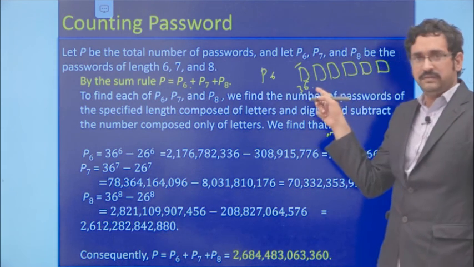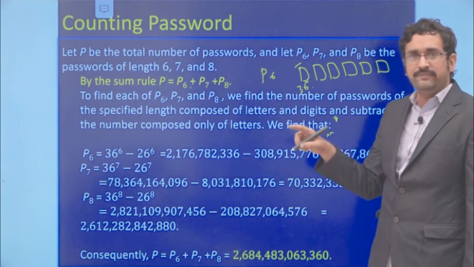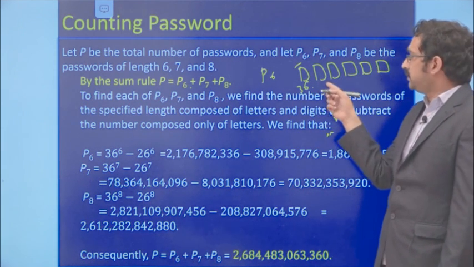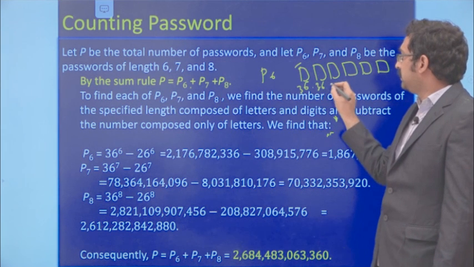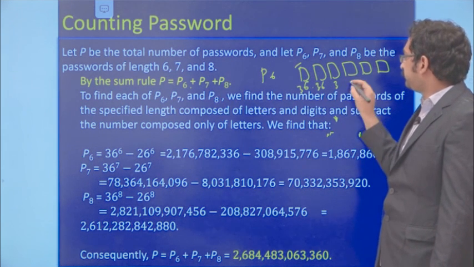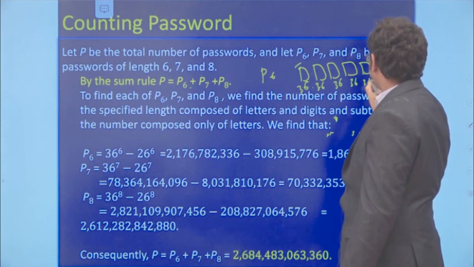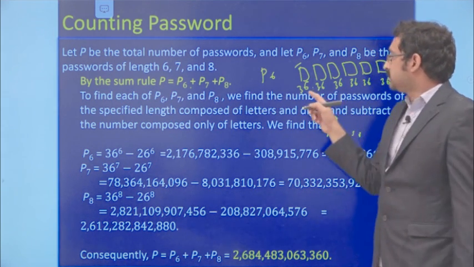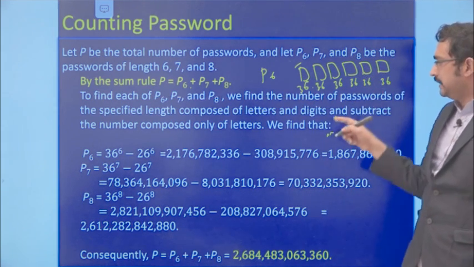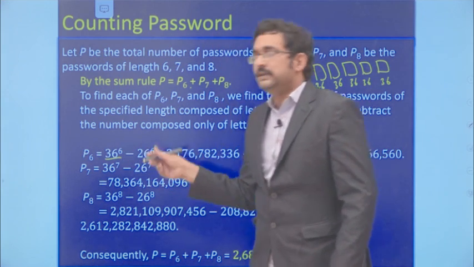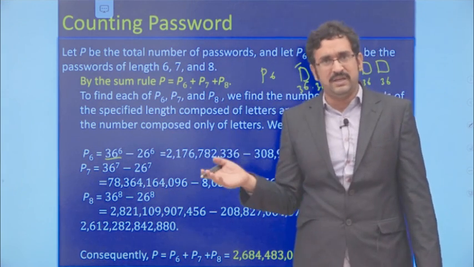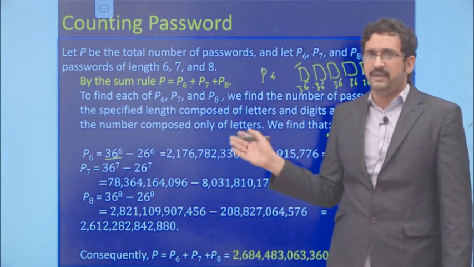See the second letter. It may be either an alphabet or a digit. So here also 36 options, like that. So 36 into 36 and so on, total 36 power 6. In this, we are having all combinations. It may be a letter or it may be a digit.